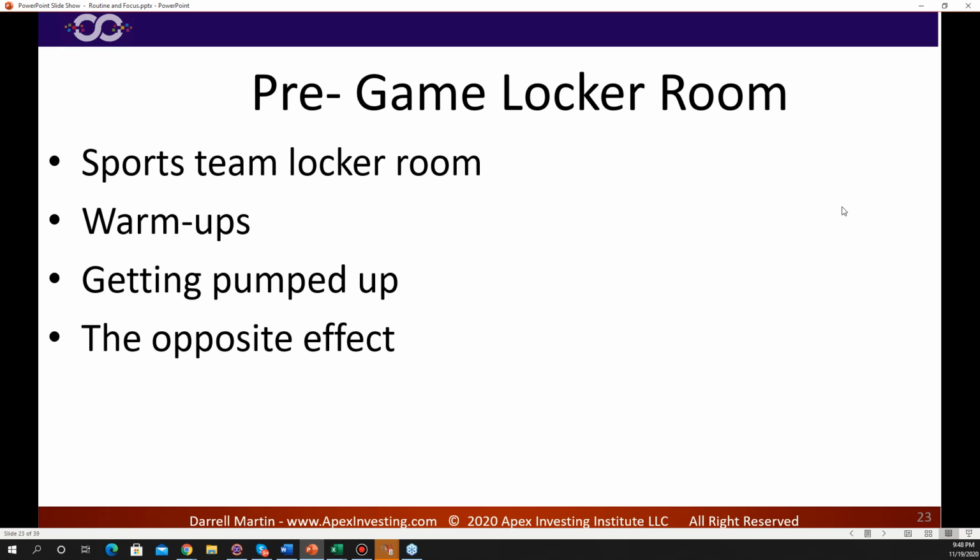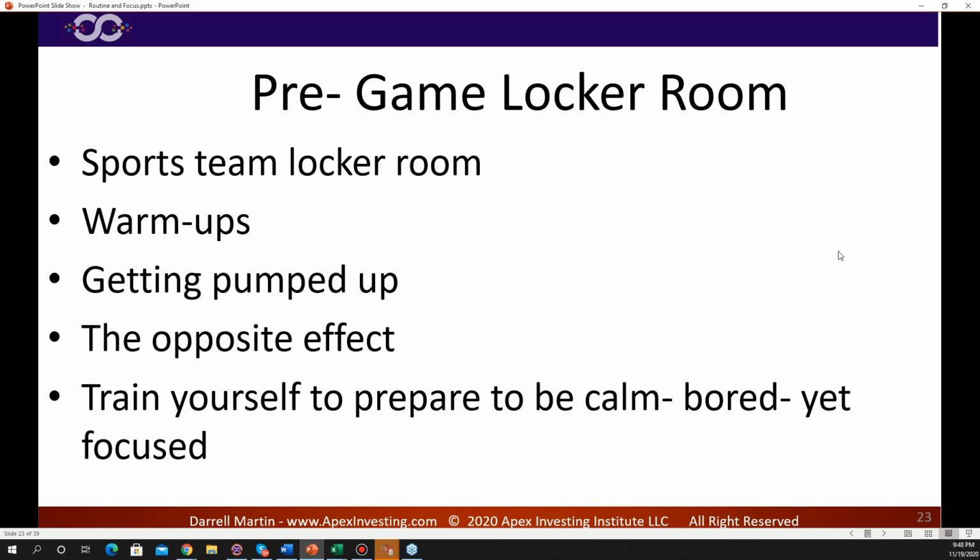Or I might only be here 10 minutes trading and I get my 3 and done. But I'm going to prepare for a couple hours. I'm just going to be calm and be cool. I'm not going to be stressed. I'm not going to be rushed. I'm going to stay focused. You have to train yourself to prepare yourself to be calm and bored, yet focused.